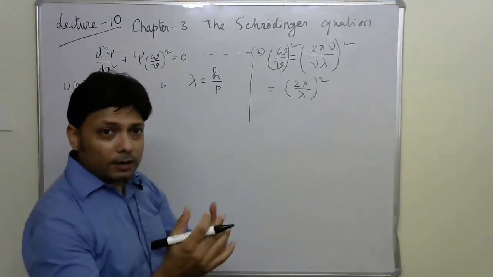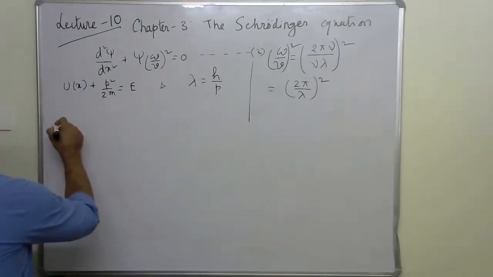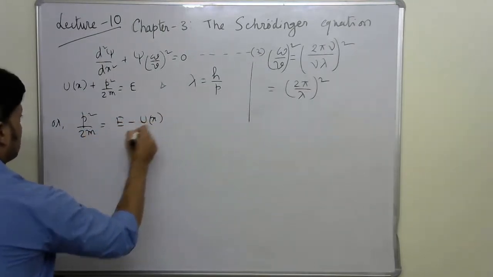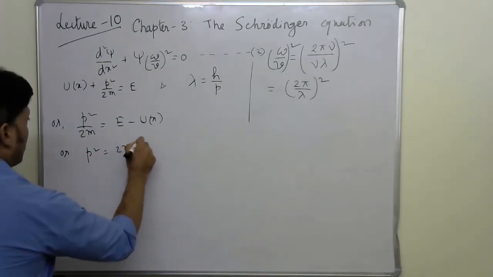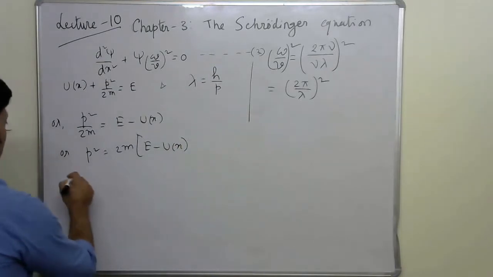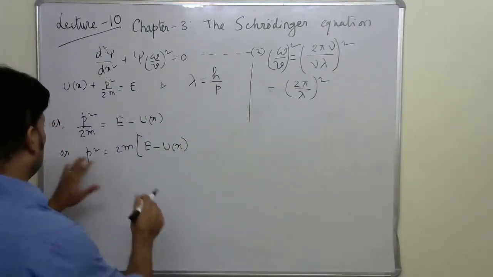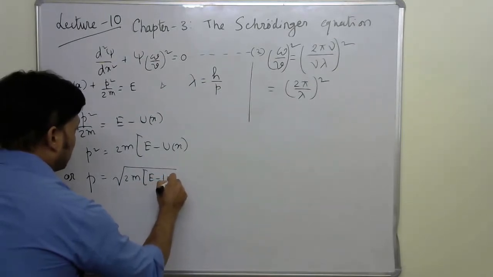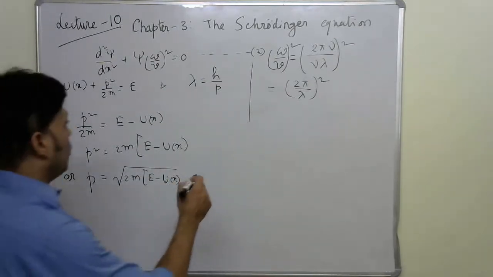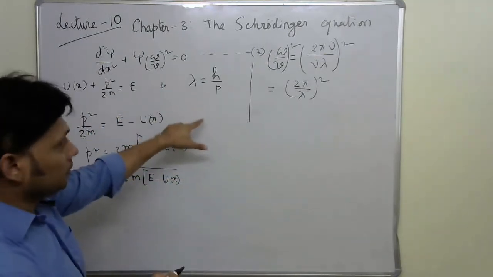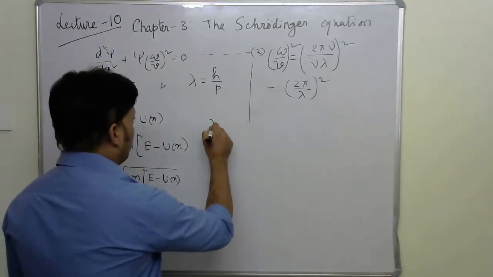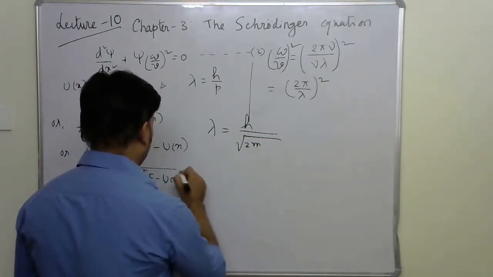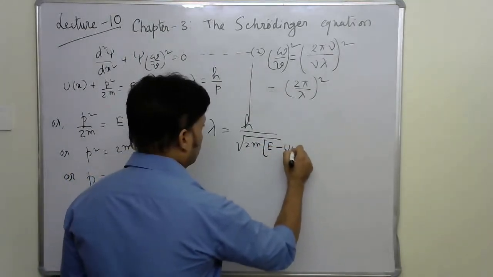So through lambda, we can now relate the energy to momentum. How? We can express p squared by 2m is equal to E minus U(x), or p squared is equal to 2m multiplied by (E minus U(x)), or we can write the p term as root over 2m multiplied by (E minus U(x)). Now we directly apply that the wavelength of an electron following such a system is equal to h by p, where p is root over 2m (E minus U(x)).